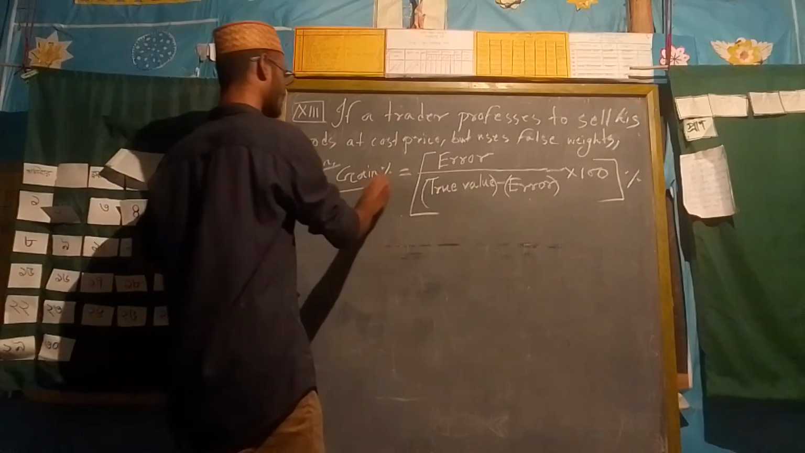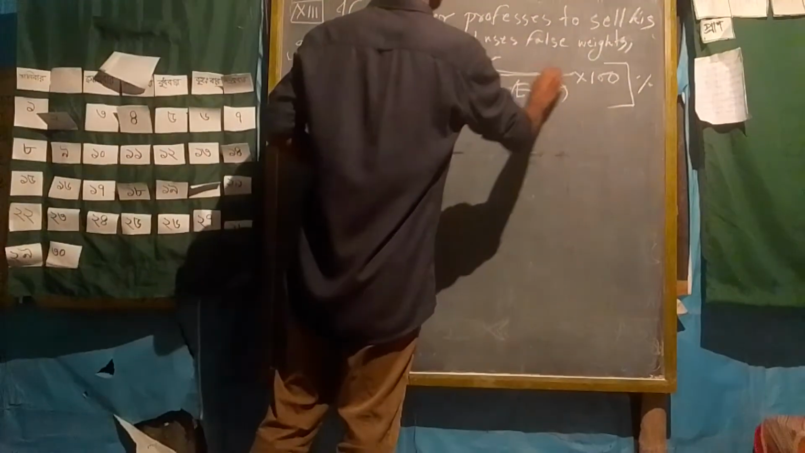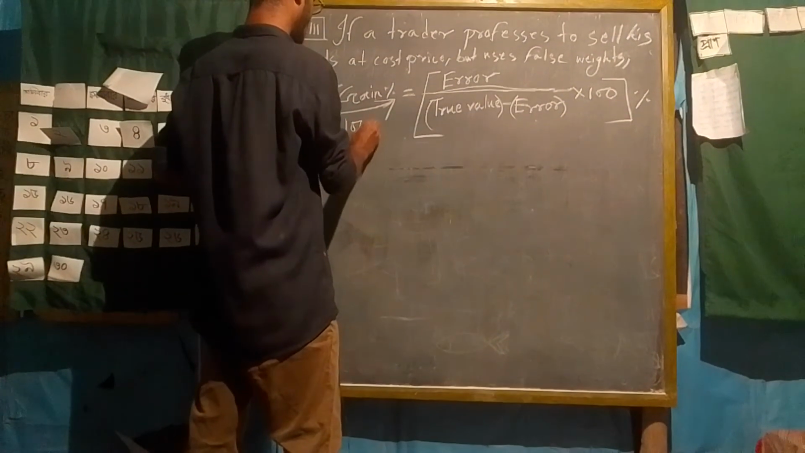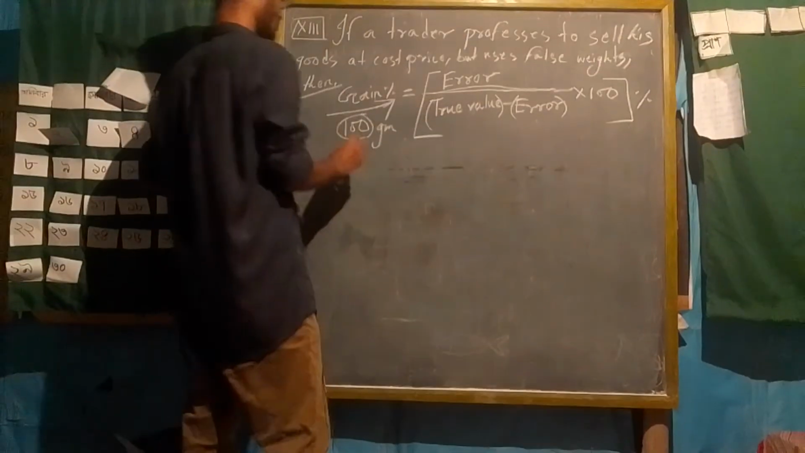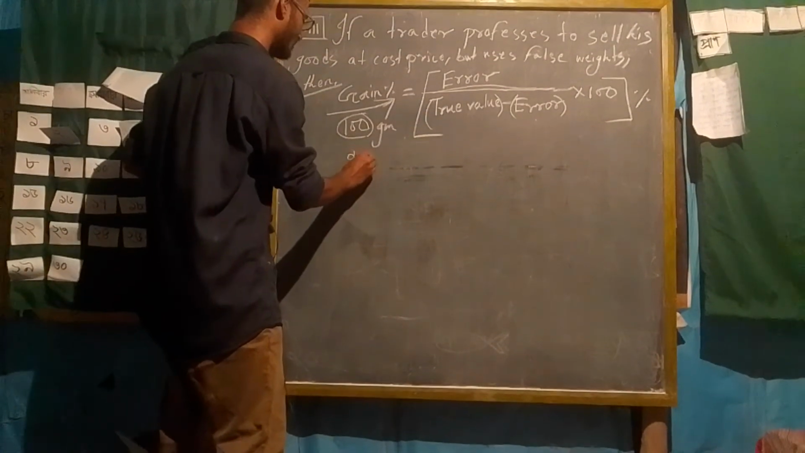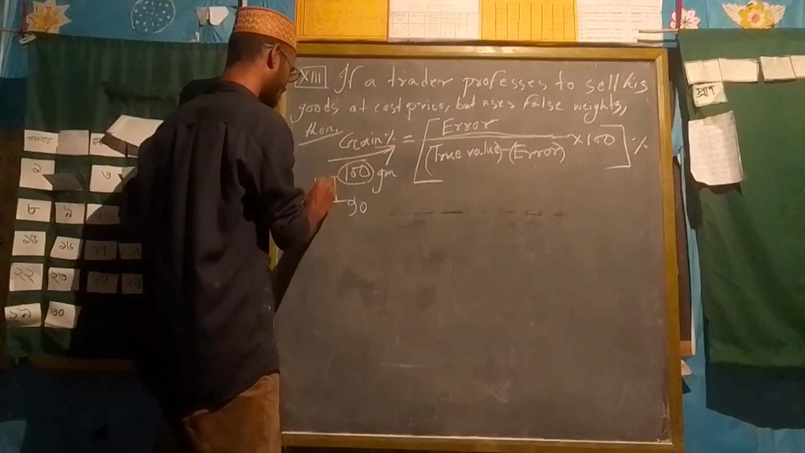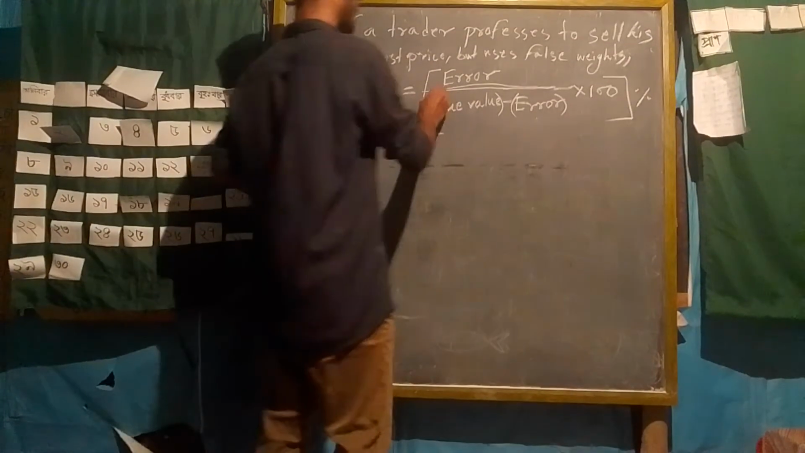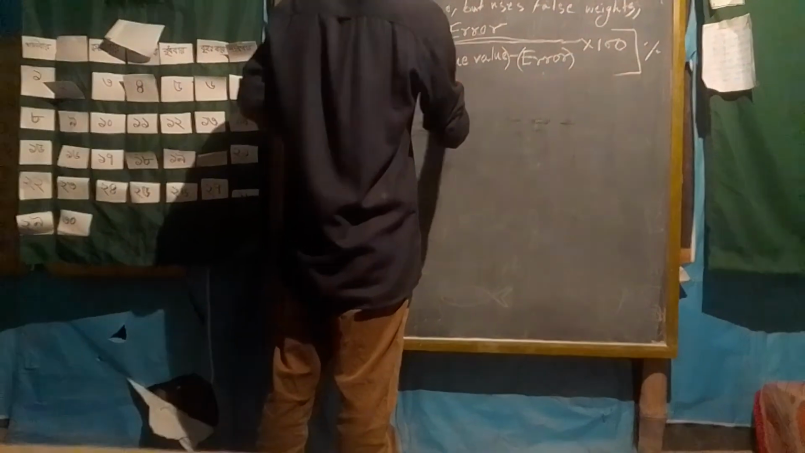Gain percentage will be error divided by true value minus error. How much error? Suppose per 100 gram the seller wanted to use false weight by giving their customer 90 gram. That means he saves 10 grams. By this formula, his gain percentage will be error divided by true value.